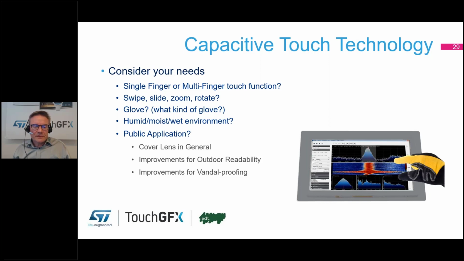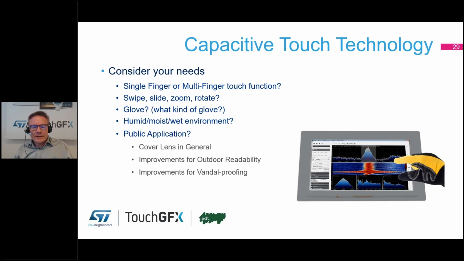What you would also have to consider is the environment, as I pointed out at the beginning. If you are doing a public application device, you will need to consider how to protect your device, and that comes down to having to add a cover lens in general. And then it's a question: can your touch sensor actually work with a cover lens, or can it not work with a cover lens, etc.? And definitely you will need to consider some kind of improvements for outdoor readability, or even vandal proofing.